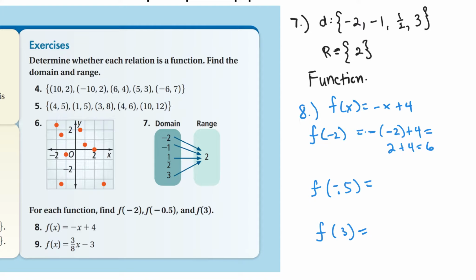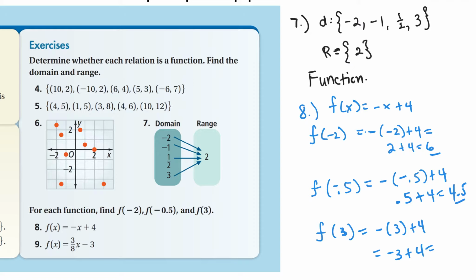Now for f of -0.5, we have a negative, and then we have -0.5, plus 4. That is actually a positive 0.5, or half, plus 4, which gives you 4.5. So the input is -0.5, the output is 4.5. And then the last one, we have 3. So we have a negative, and then our input is 3, plus 4. So it's -3 plus 4, which gives you 1.